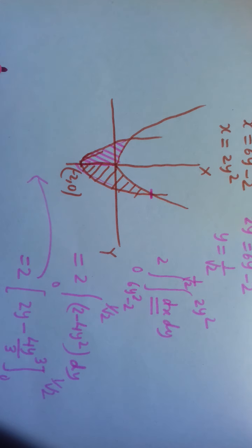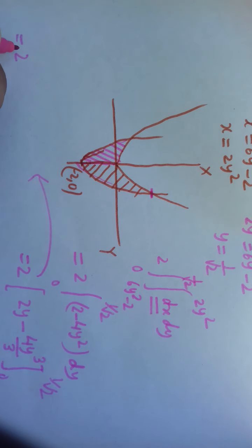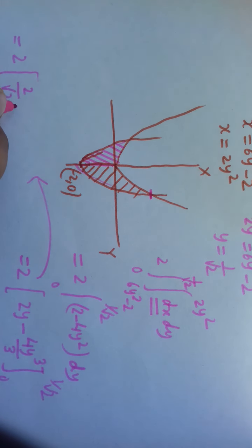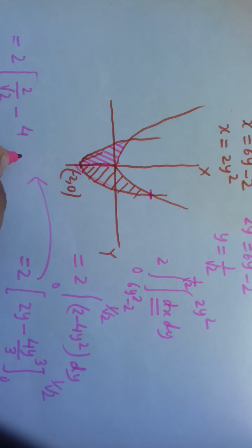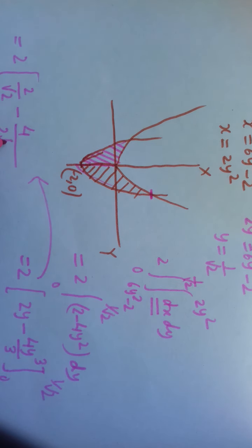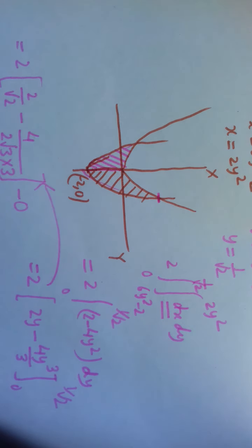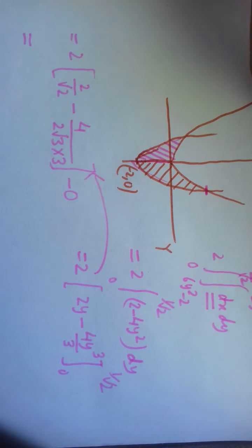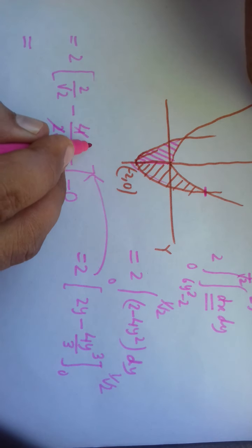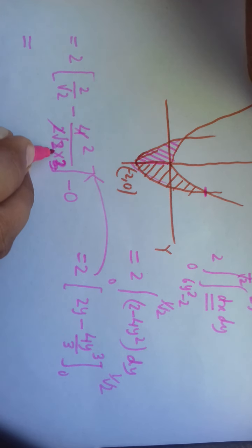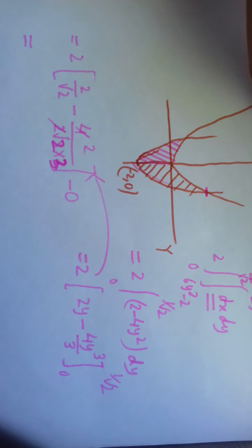and this thing will be 2. Putting the upper limit first, this will be 2 by root 2 minus 4 by 3 into 2 root 2 in the denominator. Thereafter we put 0, putting 0 this thing will be 0, so minus 0, and calculating this we have the 2 cancelled.